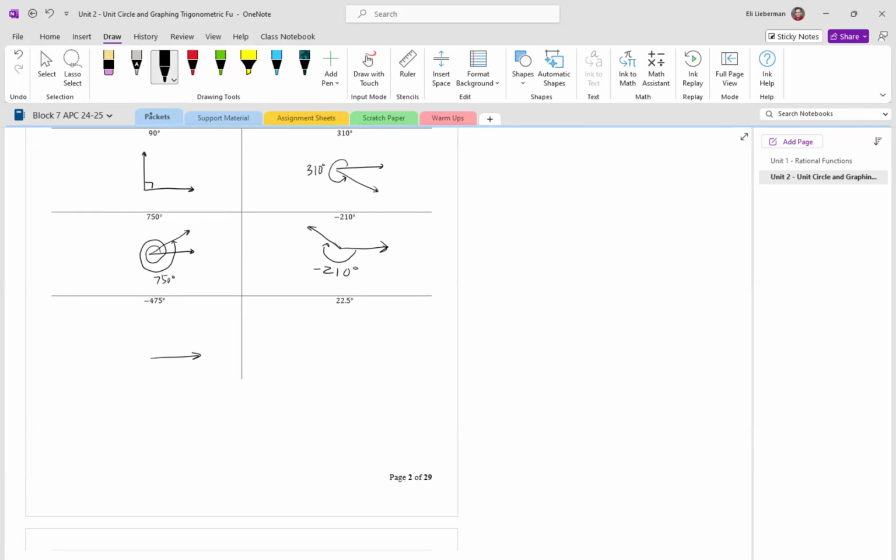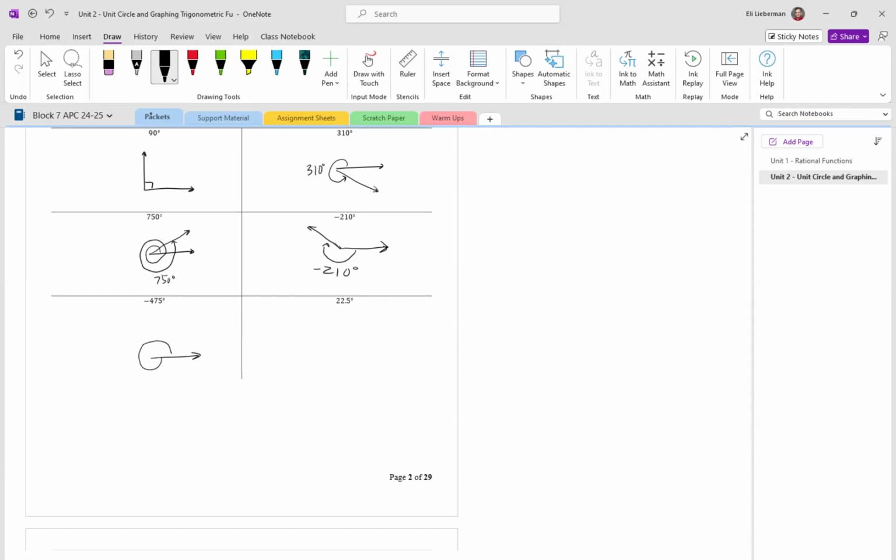Okay, who'd like to tell us how to get there? Yeah, help us out. 2 revolutions, so 720 degrees. So how many revolutions? Why 2 revolutions? So we're trying to get to negative 475, right? Okay, so I'm going to go in a negative direction. First, I'm going to go 360.